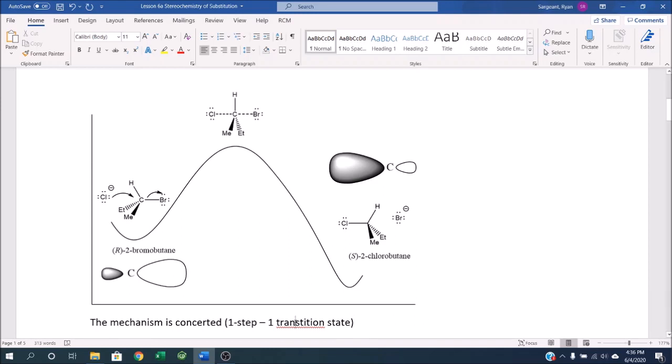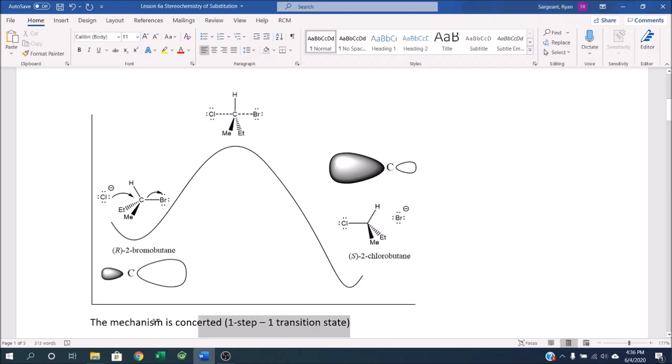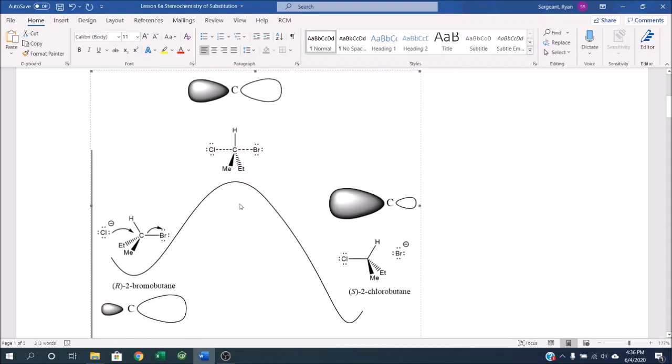I was over 2 on spelling that thing. It's transition. There we go. Okay, that's a term that shows up quite a bit, and it's a useful term to remember. Let's look now at why I have some other pictures drawn around here.